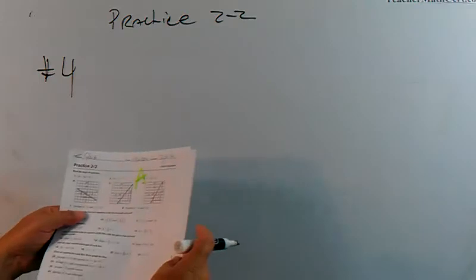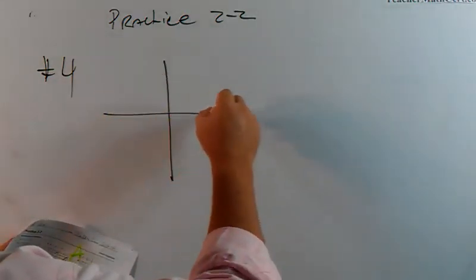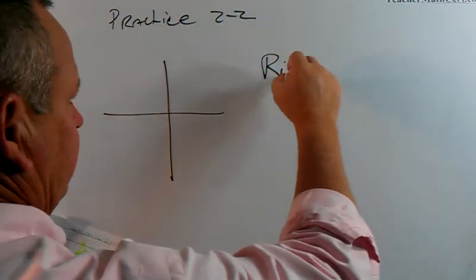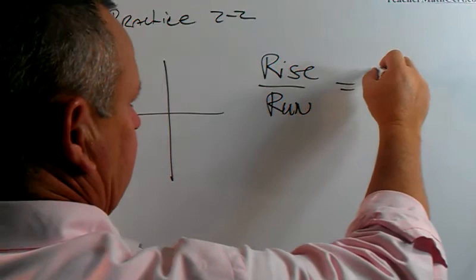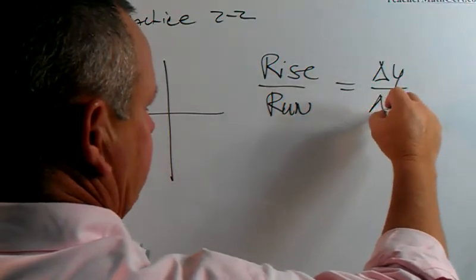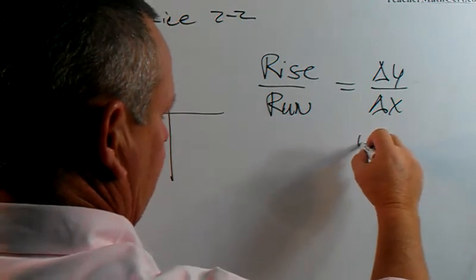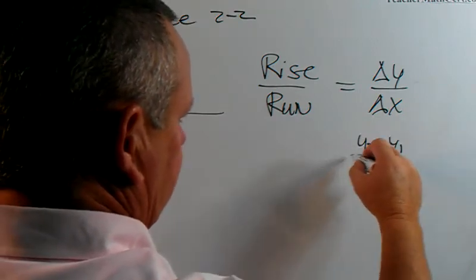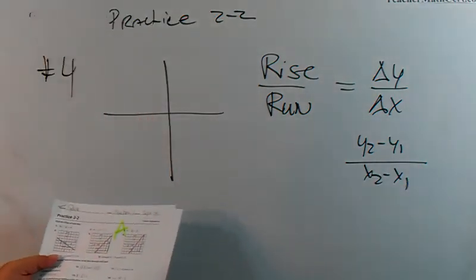Okay. So in order to find the slope from a graph, that's what? Rise over run. Rise over run. Which is equivalent to what? Change in y divided by the change in x, which is equivalent to y sub 2 minus y sub 1 divided by x sub 2 minus x sub 1.